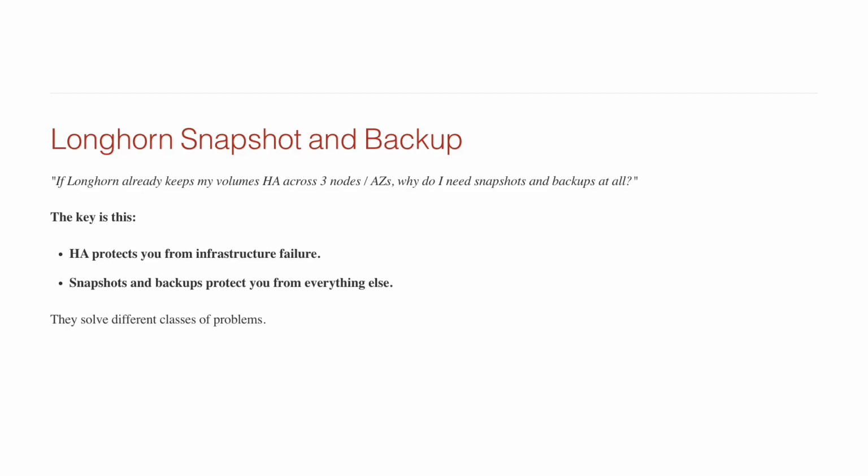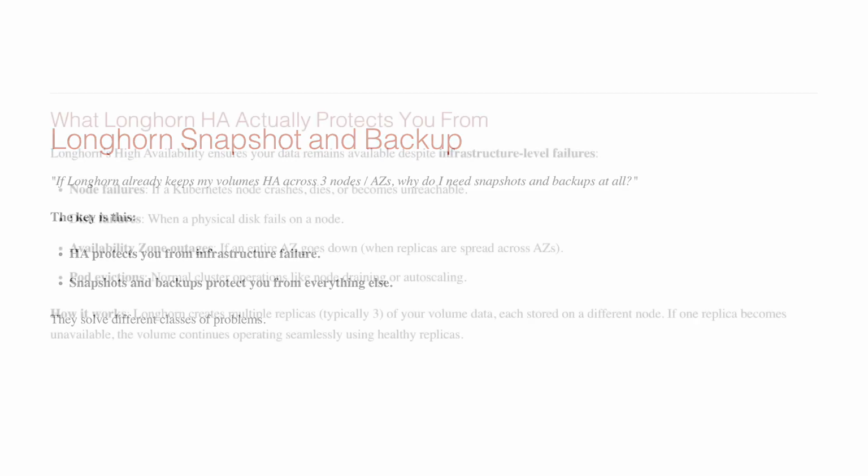Let's start with a common question. If Longhorn already keeps my volumes highly available across 3 nodes or availability zones, why do I need snapshots and backups at all? The key is this. HA protects you from infrastructure failure, while snapshots and backups protect you from everything else. They solve different classes of problems.